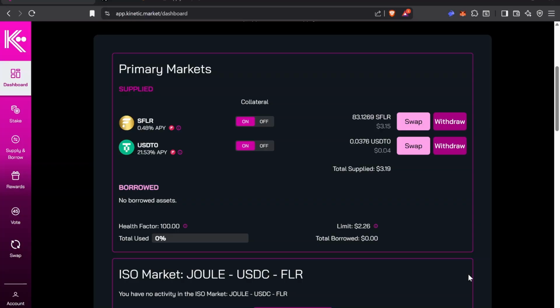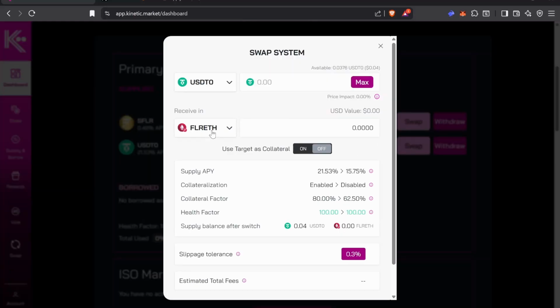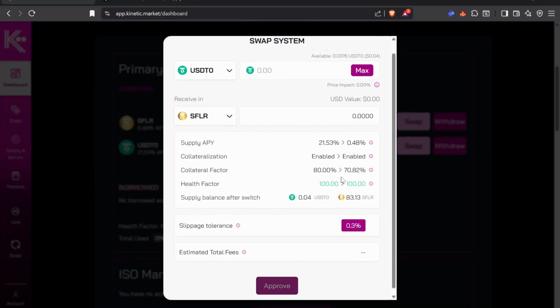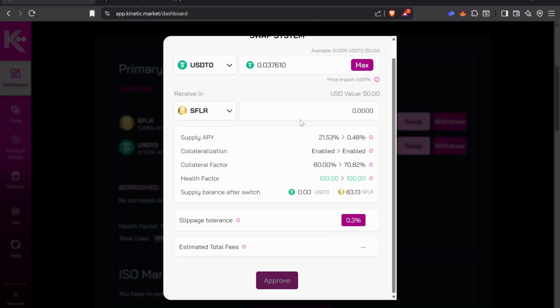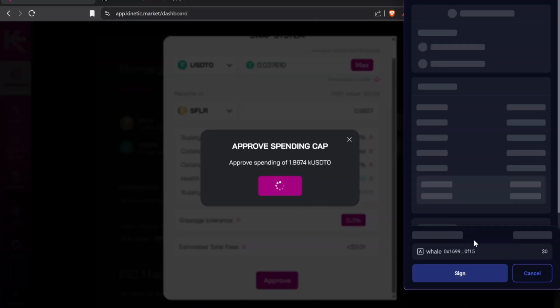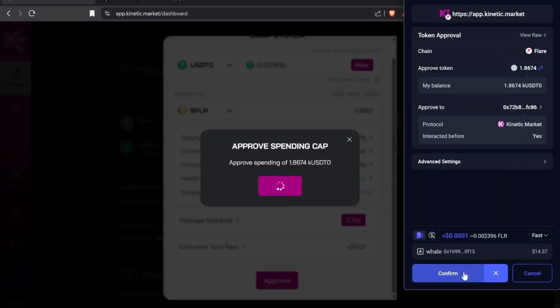Go check it out. The good thing about Flare is that you can do transactions that are extremely cheap. In this case, I just changed one SFLR, and if I want to switch it back, I can also go to Ethereum or SFLR or whatever I want. And then I would say max, and then I can do everything back, and you'll see that the cost is minimal. I'm going to have pretty much the same amount of Flare that I had before.